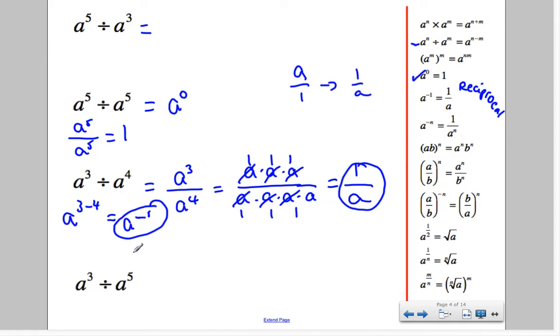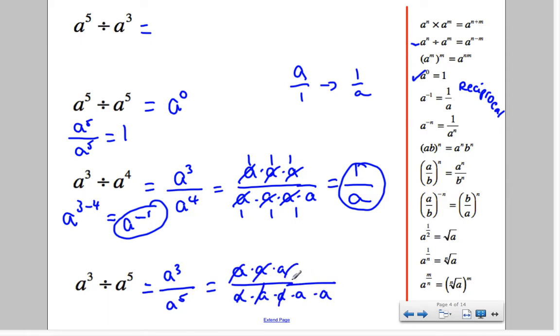That's called the reciprocal. All right, similarly, if we use the same process for this, let's do it the division way first. So a to the 3 divided by a to the 5. That's a times a times a over a times a times a times a times a. 3 of those a's cancel out, all 1s. That gives us 1 times 1 times 1 is 1. A times a is a squared.